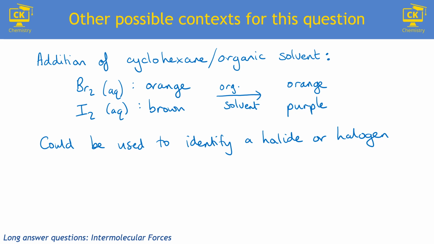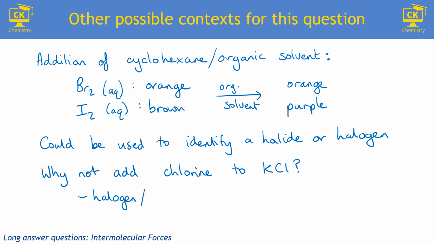Finally, another thing is if a question says, perhaps they give you the practical details, then we say, why don't you add chlorine to potassium chloride? You know, as a valid question. And one of the things that most students are going to leap to is, oh, well, because they won't react. Okay, but neither will bromine and potassium chloride. So what you really want to say is that a halogen or chlorine specifically won't react in terms of displacement.